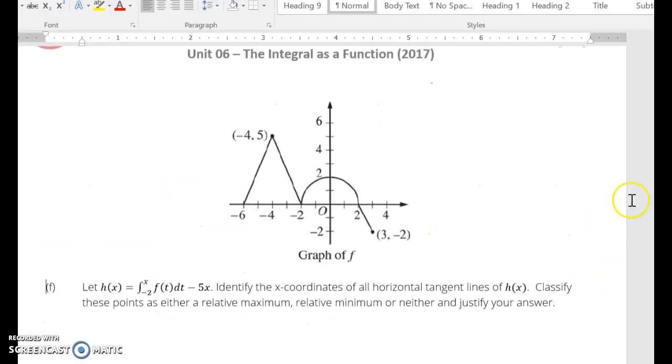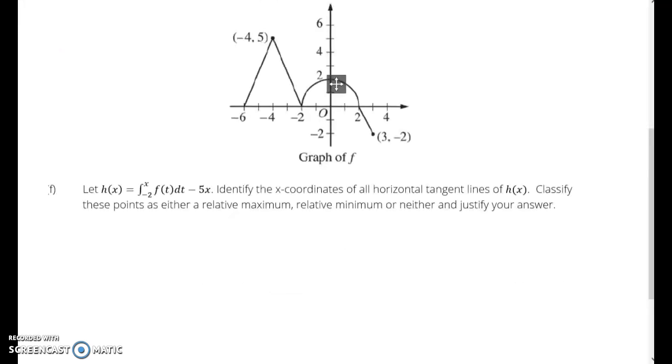That problem's done. All right, guys, so for this last question, we're asked to find the horizontal tangent lines of h of x. Let me flip here real quick. There we go. And h of x is defined for us as the integral from -2 to x of f minus 5x. Very similar to a question that we saw on the other page, but this time it's h that I want the horizontal tangent lines of.